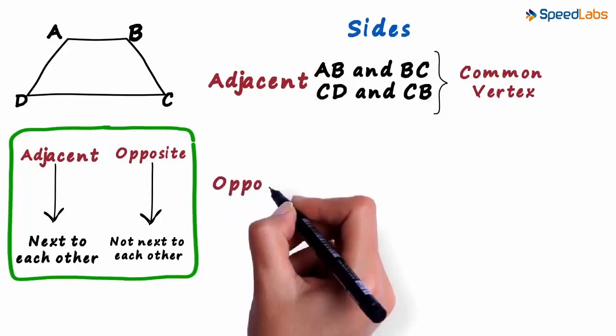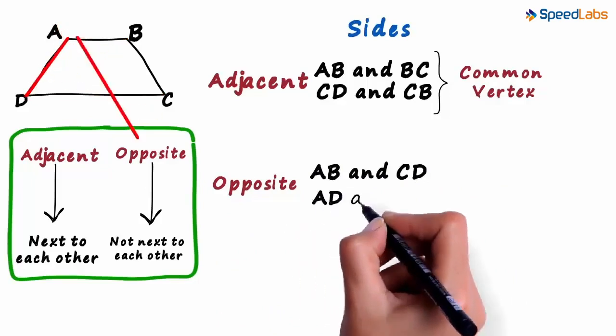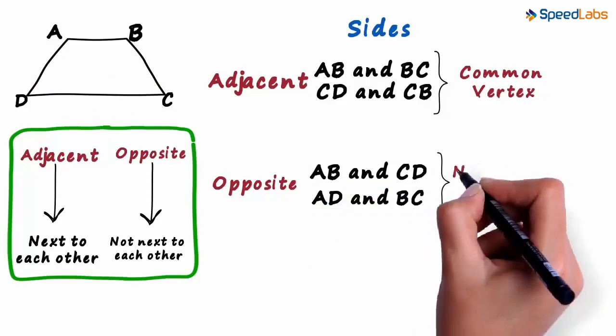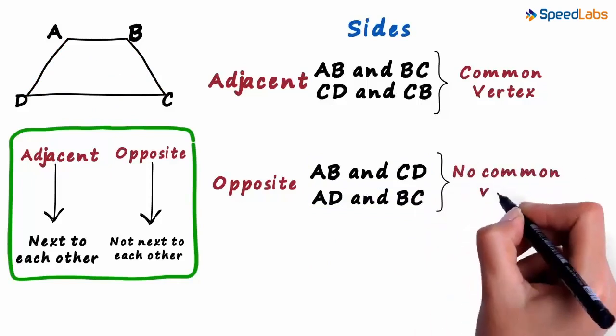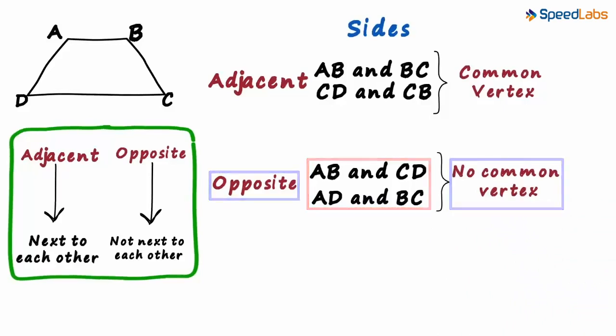Which are the opposite sides then? One pair would be AB and CD. They are not next to each other. Another pair would be AD and BC. Remember, there are only 2 pairs of opposite sides in a quadrilateral. And notice that the pairs have no common vertex. So the opposite sides of a quadrilateral have no common vertex.